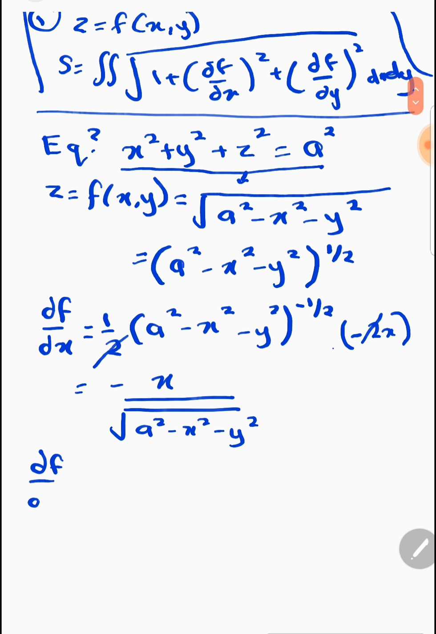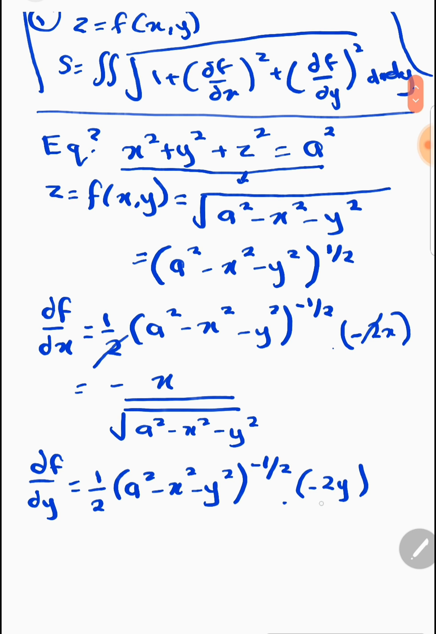Next, I'm going to find df over dy. Once you have got df over dx, this is kind of similar, isn't it? Only that now you're differentiating it with respect to dy. So the first two terms will still be the same, and then I multiply with, if I differentiate this term, I'll get negative 2y. Again, simplify this, it leads me to negative y over square root of a square minus x square minus y square.